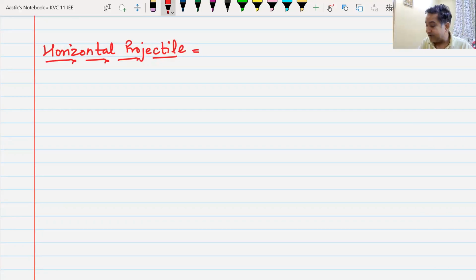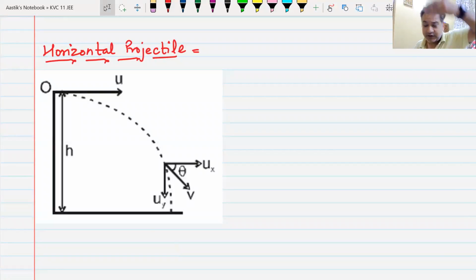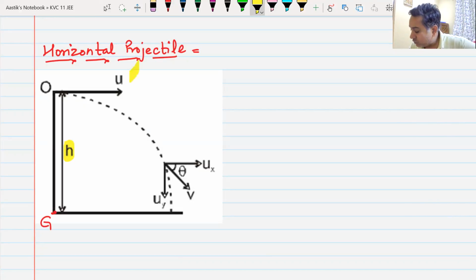Now, what do you mean by a horizontal projectile? How can I make a projectile horizontal? To have a horizontal projectile, I need to go to the top of a tower or a building or a hill. As you can see, this is ground. We go to the top of a tower or a building. Let us say the height is h. You get on the top of that and then you throw something horizontally. This u is now simply the horizontal velocity, it does not have any vertical component. Do we understand this?